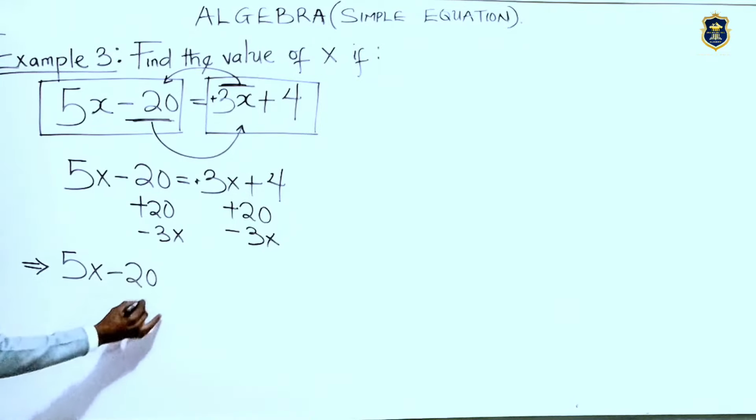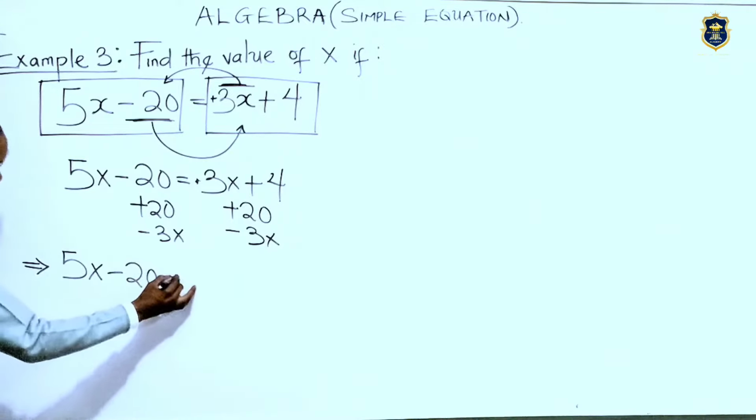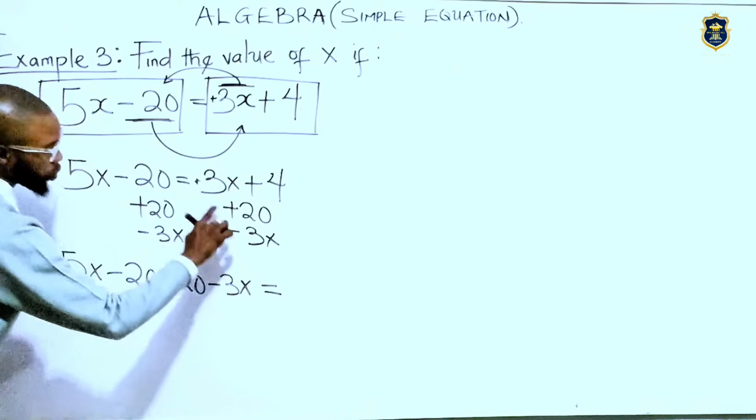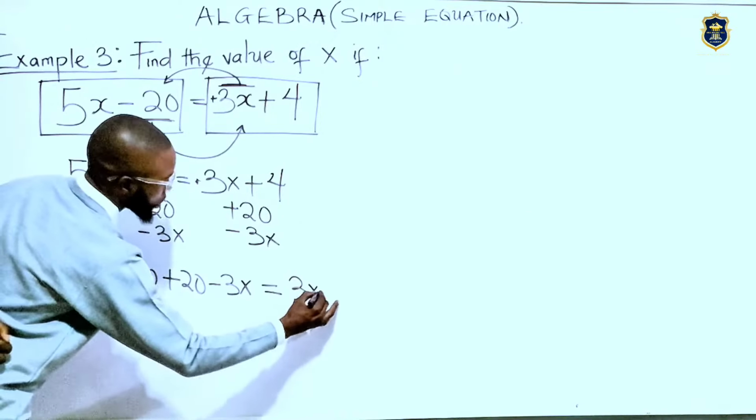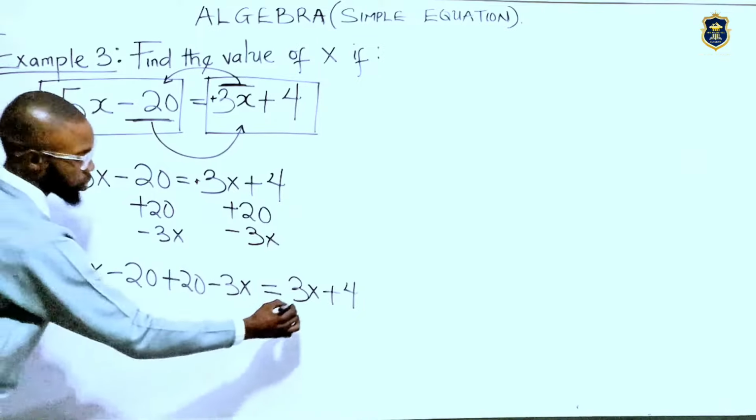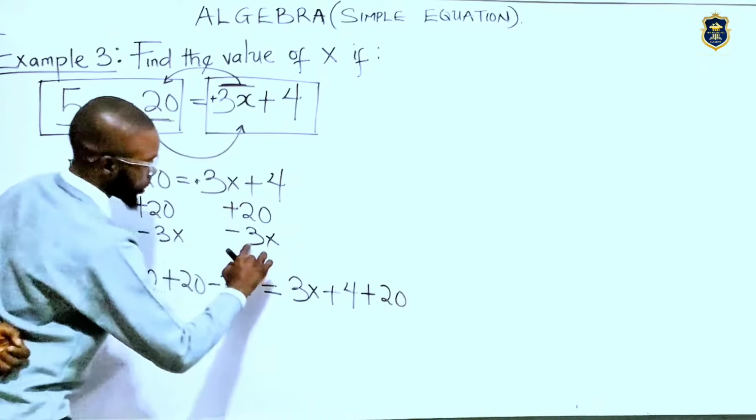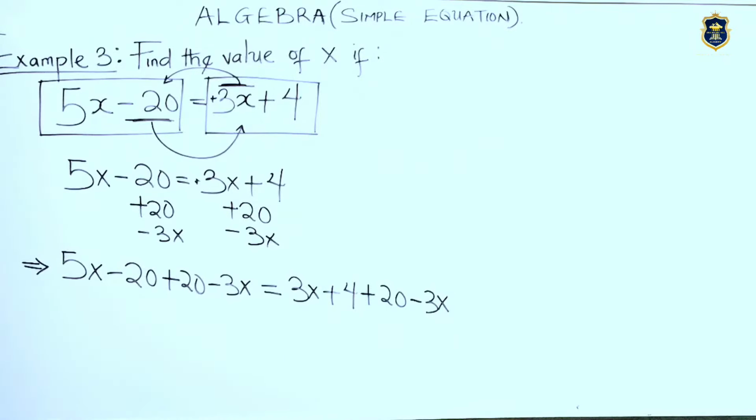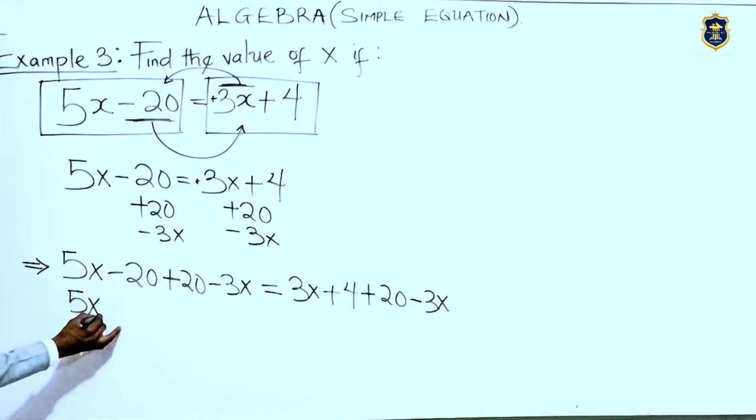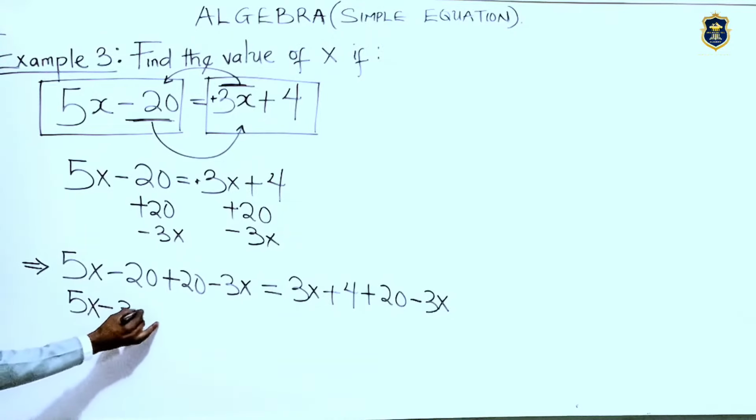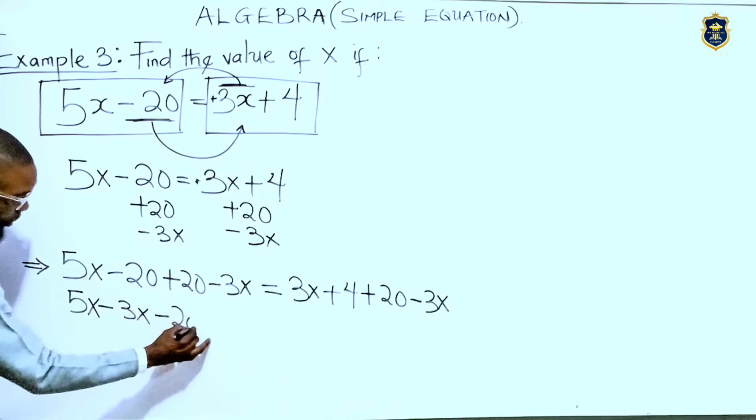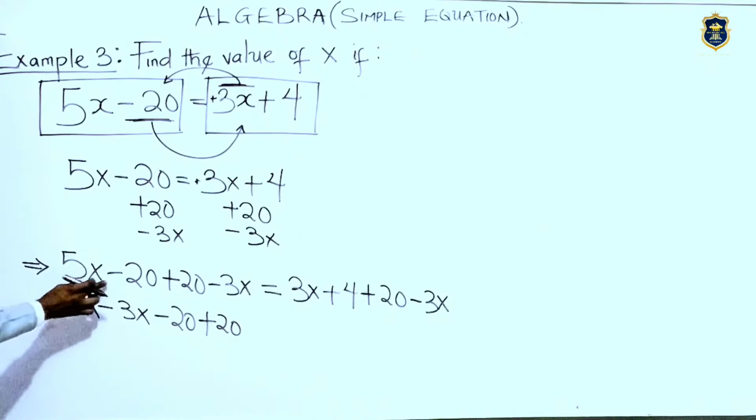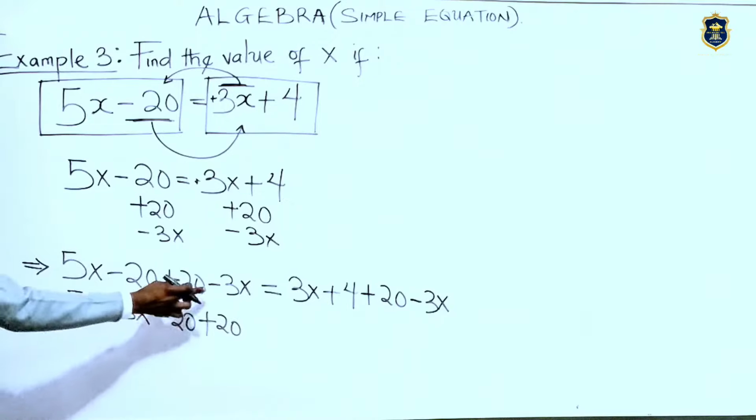By arranging, we're going to have 5x minus 20 plus 20 minus 3x, which is equal to 3x plus 4 plus 20 minus 3x. So let's arrange them by saying 5x minus 3x minus 20 plus 20. I'm just rearranging them, collecting like terms. 5x, bring minus 3x here closer, push this up.